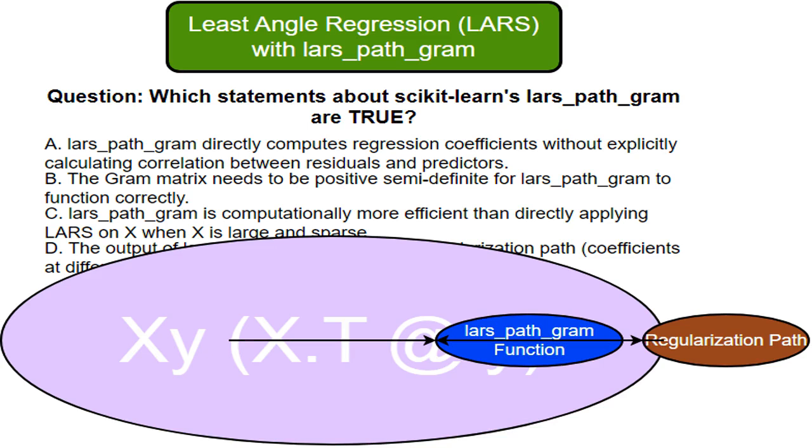The regularization path is what lars_path_gram gives you as output. It's a sequence showing how your regression coefficients change as you adjust the strength of regularization, controlled by a parameter called lambda. Imagine it as a graph showing how your model's parameter estimates evolve.